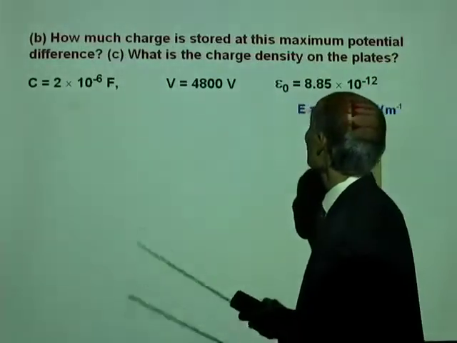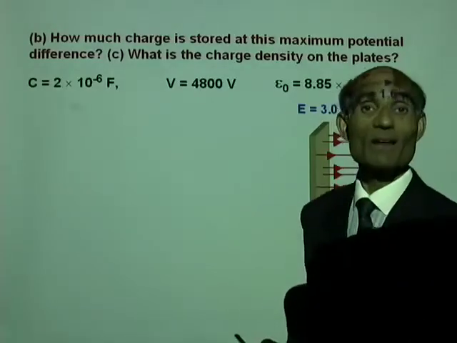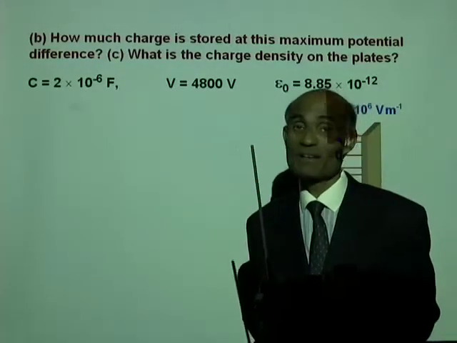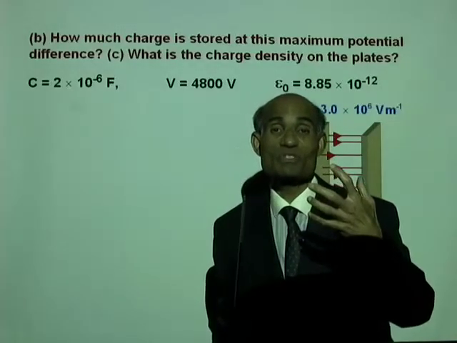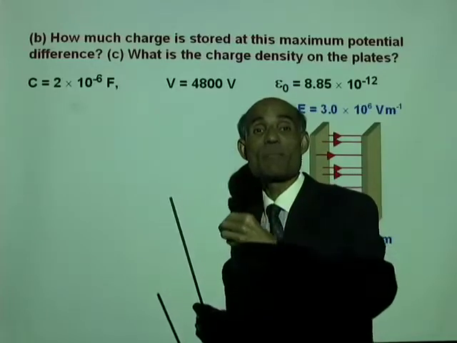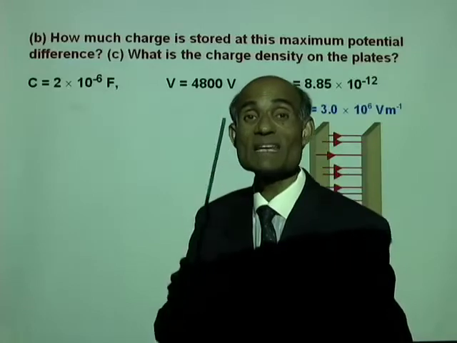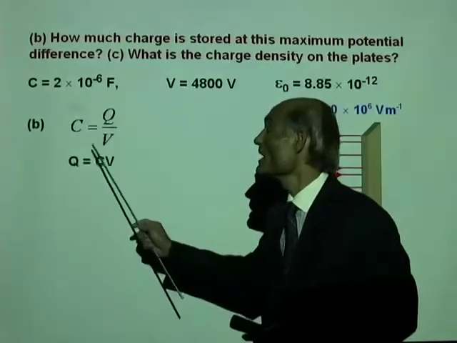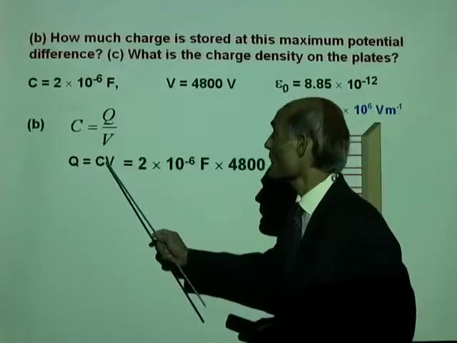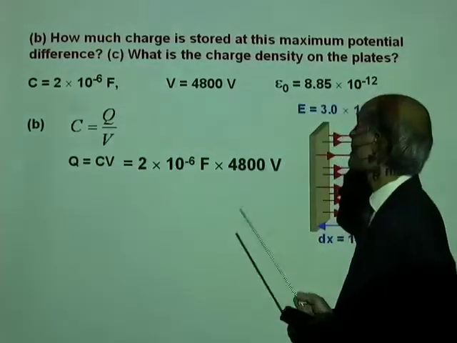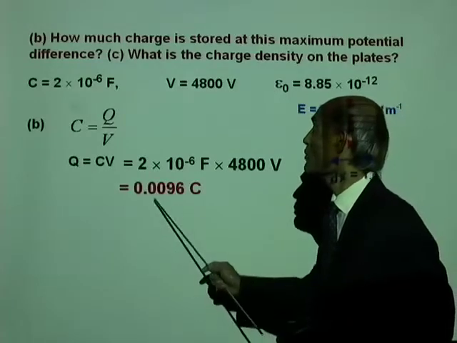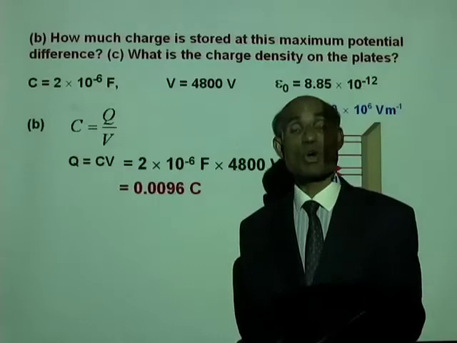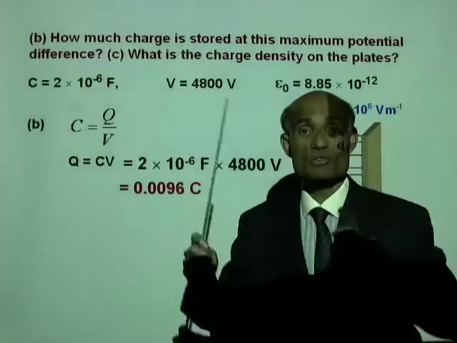How much charge is stored at this maximum potential difference? Well, we know the capacitance, we know the potential difference. Do we need anything else to calculate the amount of charge? Q equal to CV. Is that right? Because the definition of C is C equal to Q over V. Therefore, Q equal to C times V. We got a C, 2 times 10 to the negative 6. We just calculated V, 4,800 volts. Therefore, the amount of charge on the capacitor at that time is 0.0096 coulombs. Again, you notice that a coulomb is a very large amount of charge.